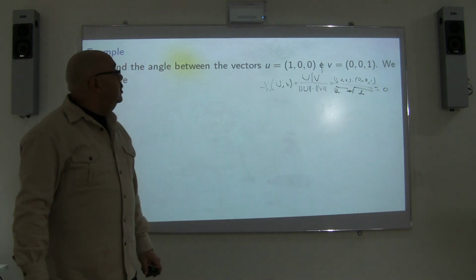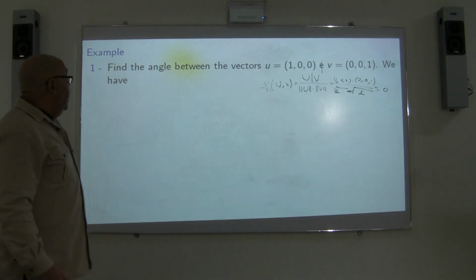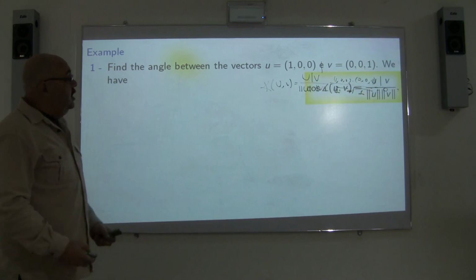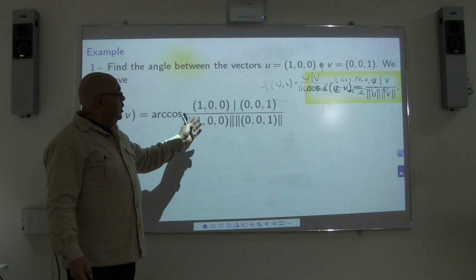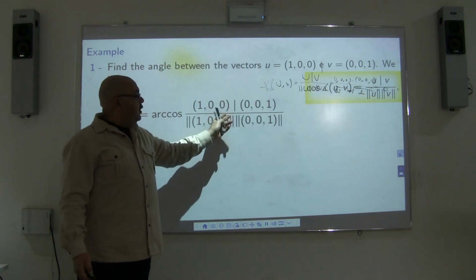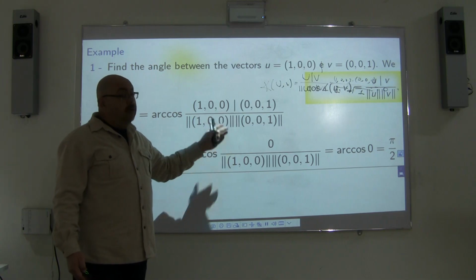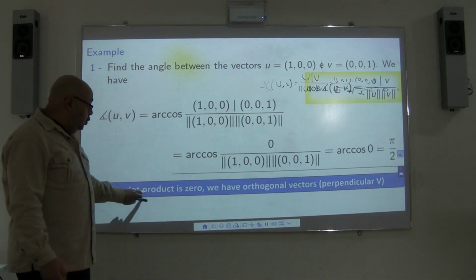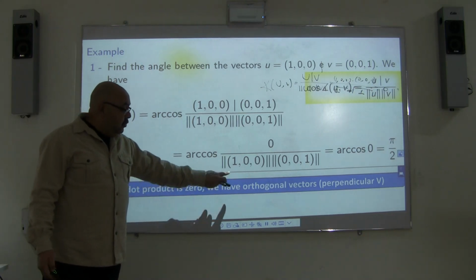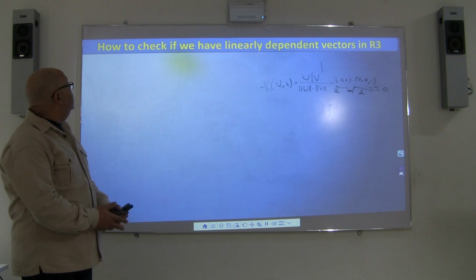Okay, very good. So if you have these two vectors and you want to evaluate the dot multiplication or the angle between them, you will multiply these two vectors together, dividing by the magnitude of each one of them, which will lead to 0. That's pi over 2, which is 90. If the dot product is 0, you have an orthogonal vector. We call it perpendicular vectors, as you will see.